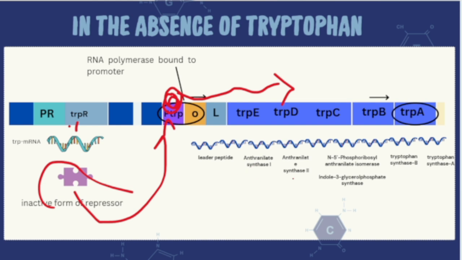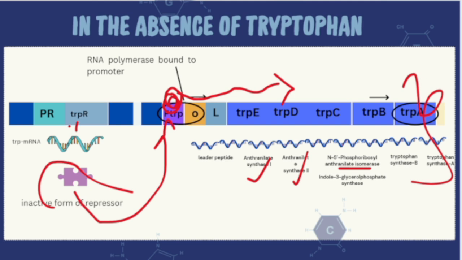So all these enzymes, anthranilate synthase 1, anthranilate synthase 2, the isomerase and the synthase, all of these will be produced. Tryptophan synthase B and tryptophan synthase A are collectively going to work together for the biosynthesis of tryptophan. So that is case 1.